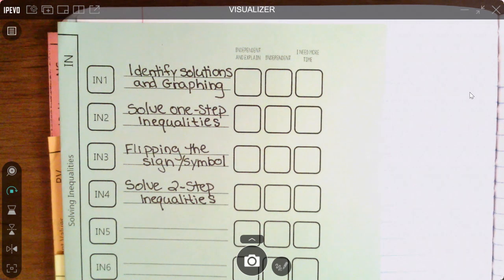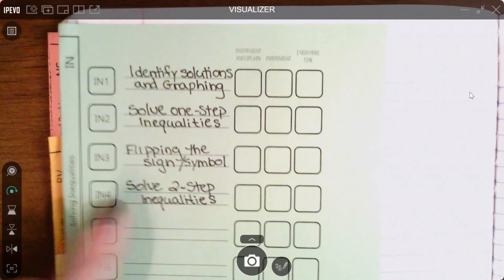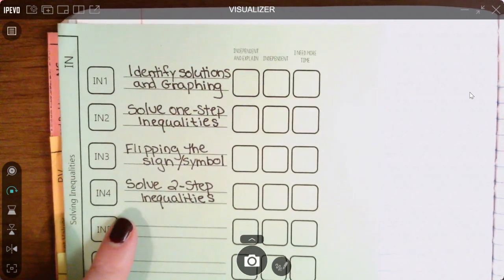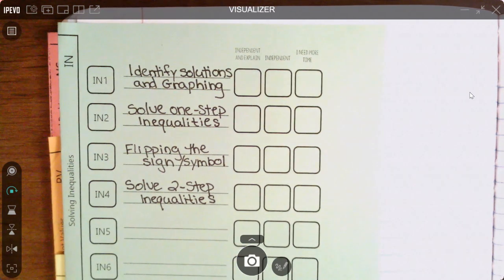All right, as we are moving on to topic 4 in our inequalities unit, you're going to open up to your green divider in your notebook and you're going to fill in topic 4, which is solve two-step inequalities. So if we're moving on from one-step to two-step inequalities, it will be very similar to solving two-step equations. So make sure you have this written in your divider before you go on.